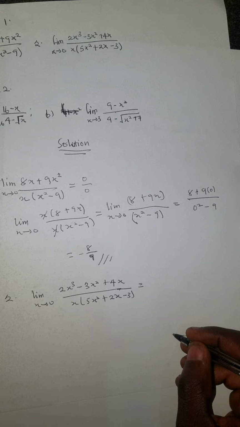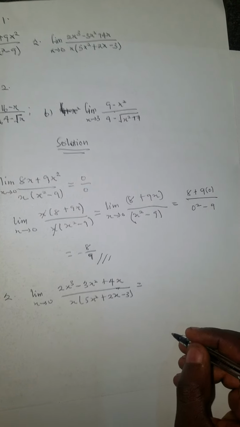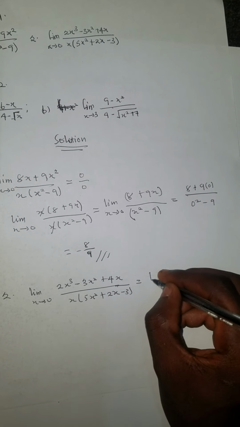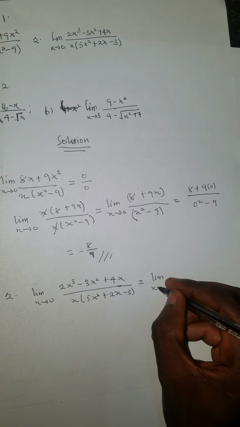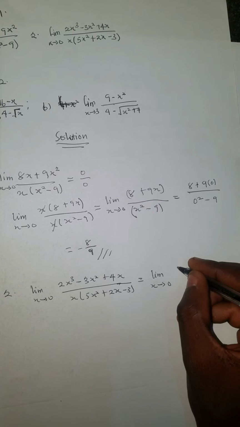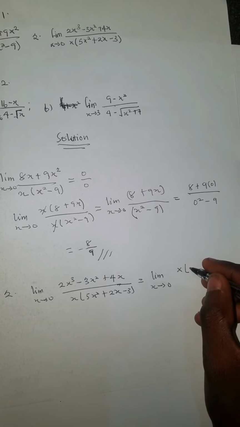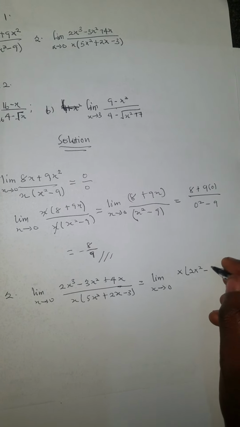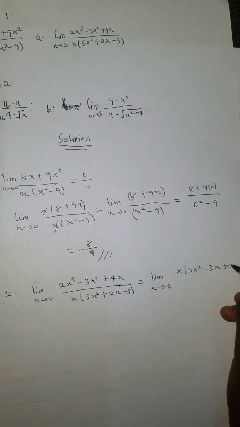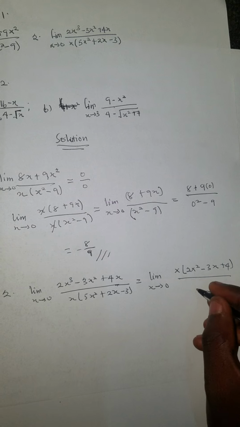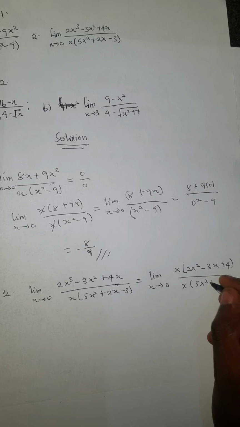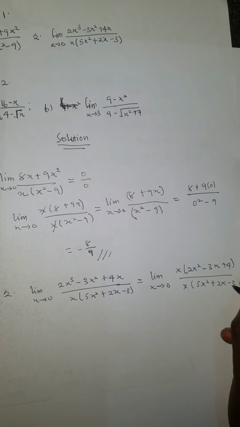So we factorize x out of the numerator. If you factorize x out of the numerator, you get lim where x is approaching 0, x times 2x squared minus 3x plus 4, all over 5x squared plus 2x minus 3.